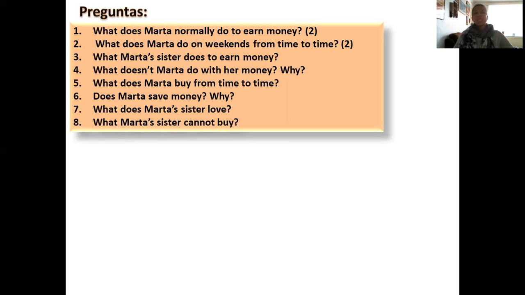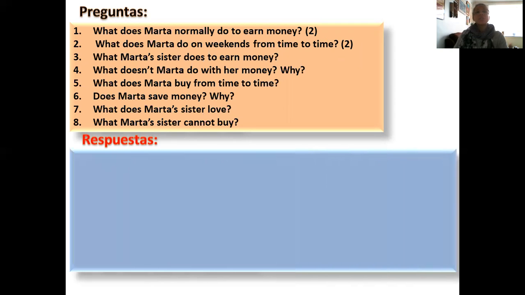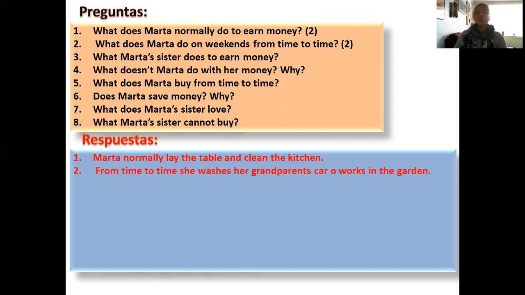So let's have a look at las respuestas, the answers. So what does Marta normally do to earn money? And it asks you for 2 pieces of information. So Marta normally lays the table and cleans the kitchen. What does Marta do on weekends? From time to time, okay? 2 pieces of information. So from time to time, she washes her grandparents' car or works in the garden, okay?